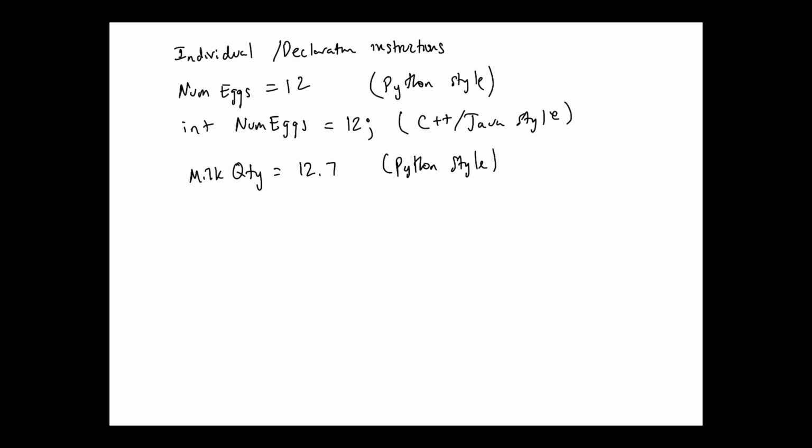But in C++ or Java, you would have to say something like float milk quantity equals 12.7 semicolon. Okay, something like that. So you have to specify what kind of object that data is. Is it a float? Is it a... Okay, so those are the two, floats and ints.